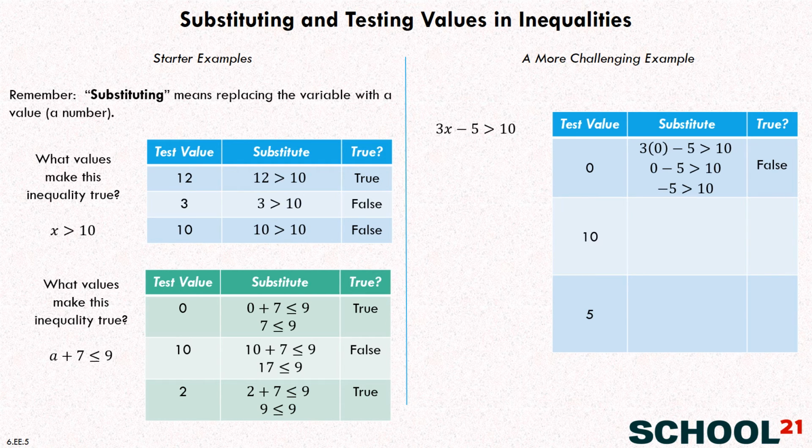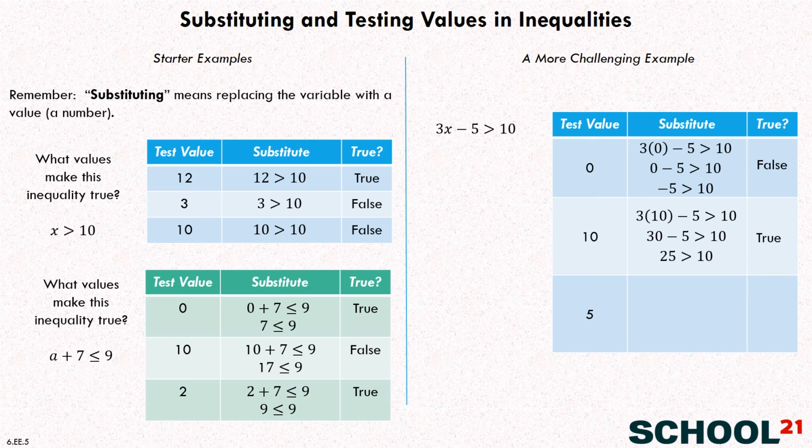Now let's try the next value, which is 10. What should I write down in this cell here in the table? 3 times 10 minus 5 is greater than 10. Okay, let's go ahead and write that. Very good. And then what's 3 times 10? 30. So we have 30 minus 5 is greater than 10. And what's 30 minus 5? 25. 25 is greater than 10. Is that true? Yes. Okay, so we'll write true over here.